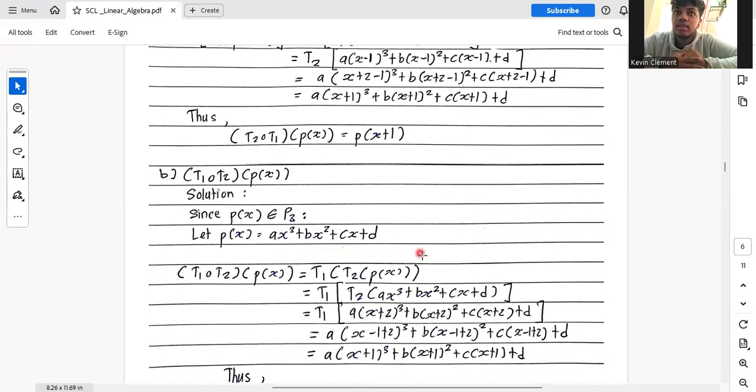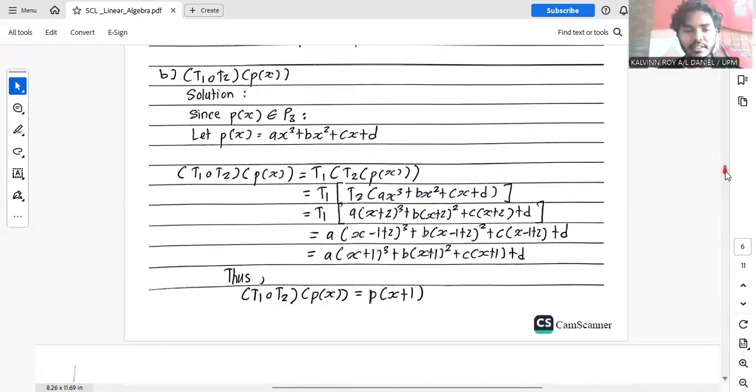So for question B, it's asking for T1 circle T2 of P(x). The circle symbol represents the composition of two operations. So this means we will apply T2 first, and then we will apply T1 to the result.